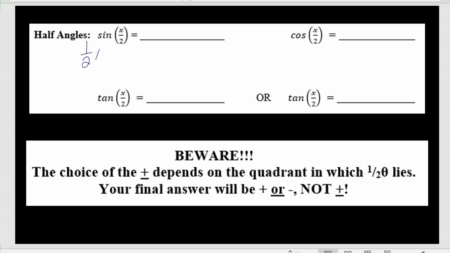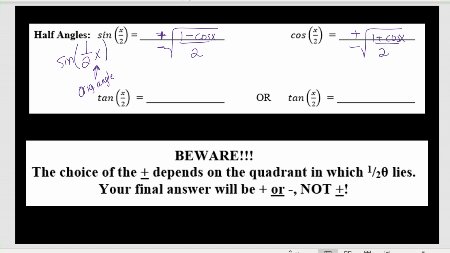Remember, this is sine of half of an angle, and that x is always going to represent the original angle value. What are we taking half of? For sine of a half angle, it is positive or negative, depending on where it is, the square root of 1 minus cosine of x, the original angle, all over 2. For cosine of a half angle, very similar formula. It's positive or negative square root of 1 plus cosine of the original angle all over 2.